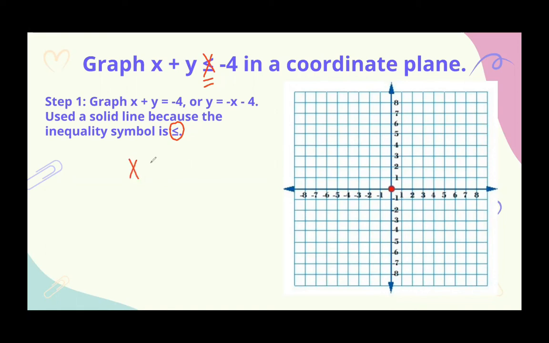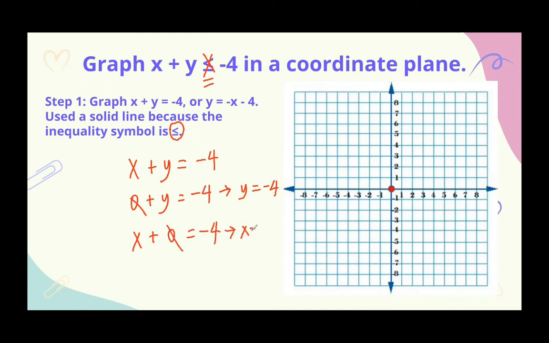So for intercepts, you would have x plus y equals -4. You would plug in 0 for x to find your y coordinate. 0 would just cancel, and you would get that y equals -4. Same goes for your x coordinate, except now you're going to plug in 0 for y. 0 will cancel out, and you get that x equals -4. Now you can just go ahead and plot that on your graph. So -4 on the x-axis and -4 on the y-axis, and draw a line that connects those 2 points.